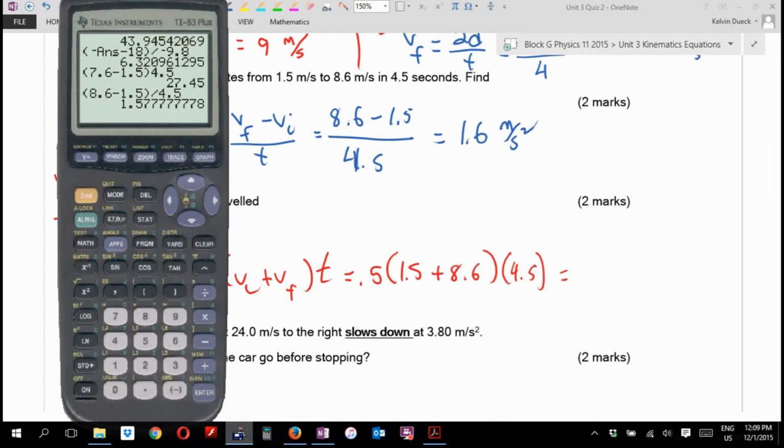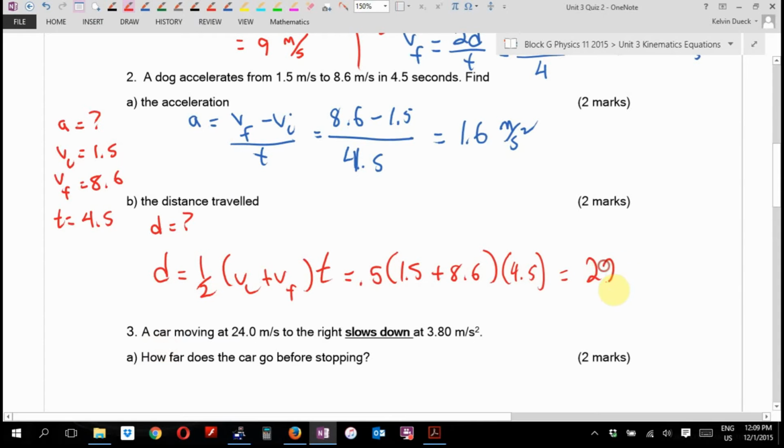Again, don't copy this out. Try it yourself, right? Oh. You know what? That's totally smart. Do that. I should have thought of that. I guess technically 23 to 2 sig figs. I'm going to go 22.7. 22.7 what? Meters. Again, 2 marks if you got it right. 1 mark for the equation, half mark for the numbers, half mark for the answer.